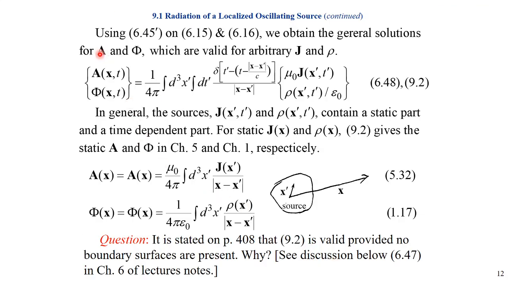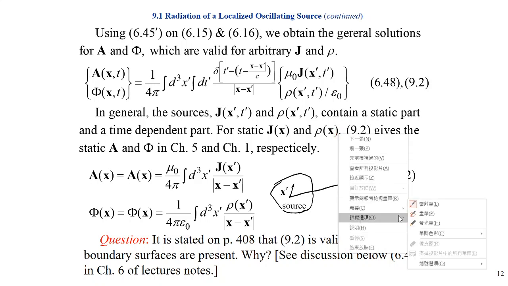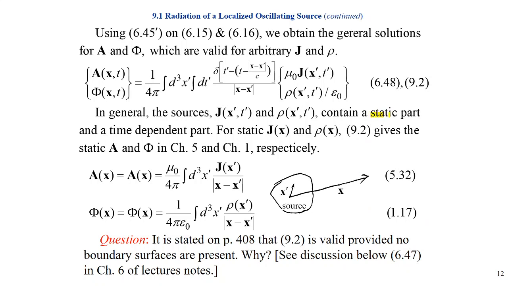So now we have the Green functions. The Green function looks like this one, and we have the source term, and after volume integration and time integration, we get A for J and phi for rho. That's equation 6.48 and equation 9.2. In general, the sources J and rho contain a static part and a time-dependent part. So we can separate into two parts, static and time-dependent.